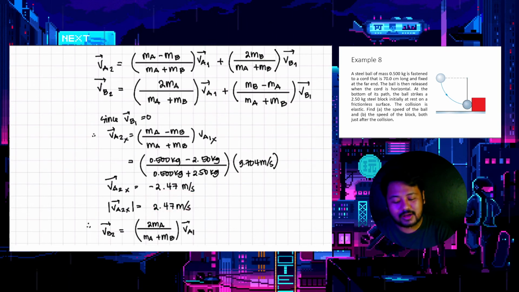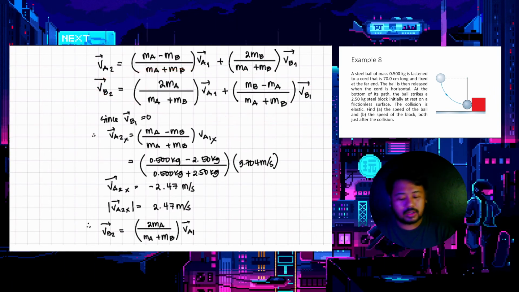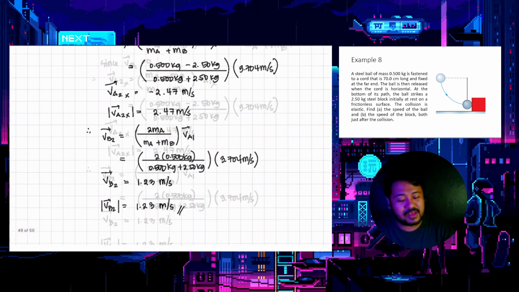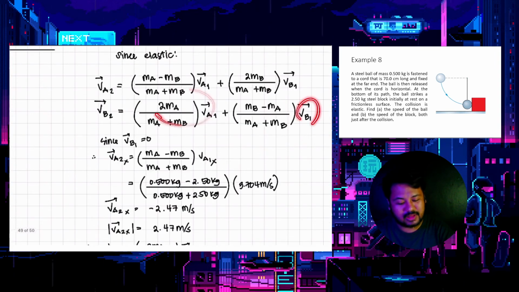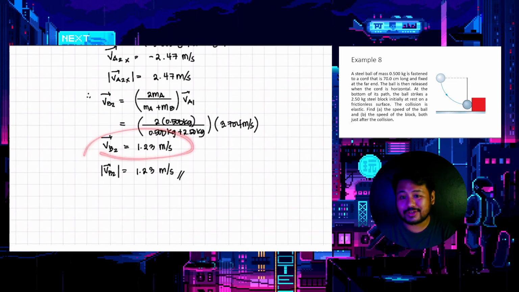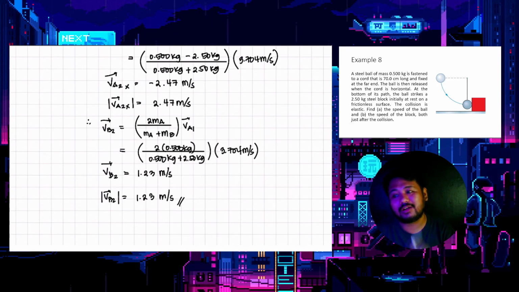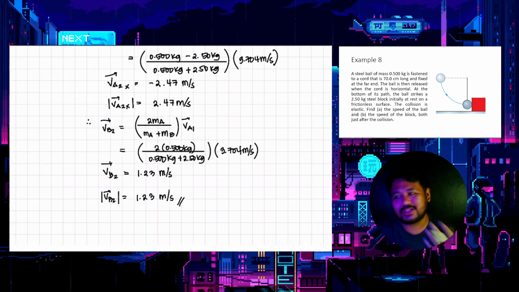And for the speed of the block, we will be making use of that one. Since VB1 is 0, we're left with this one. With that, we could get 1.23 meters per second. Positive because it is going to the right, opposite relative to our ball. So that's how we get this example number 8.